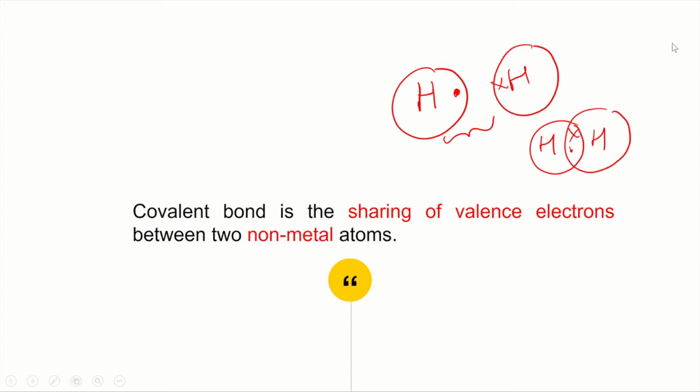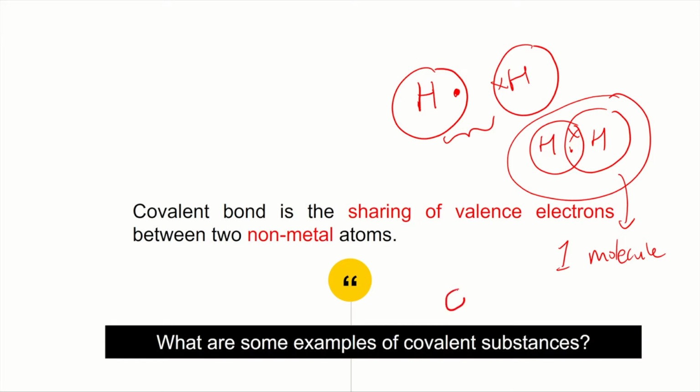They cannot give away electrons to each other, so they share the valence electrons. This is one hydrogen molecule. In covalent bonding, we learned that there are two types of covalent molecules: one is simple, one is giant. Some examples of covalent substances are oxygen, nitrogen, or two different elements, HCl. All these are covalent substances.